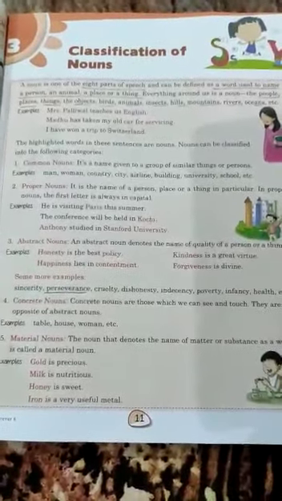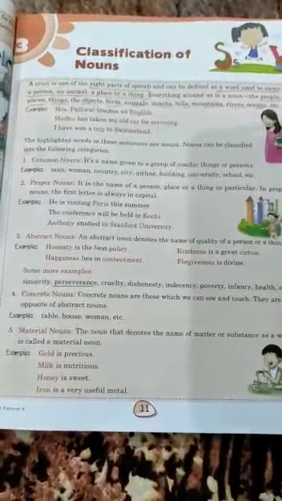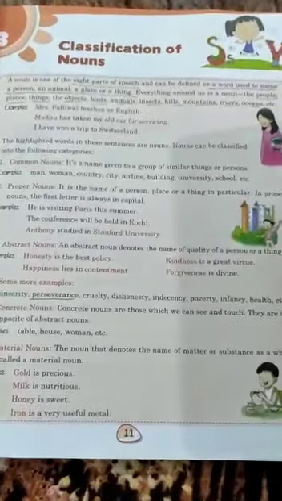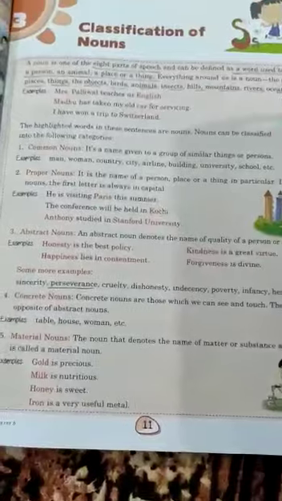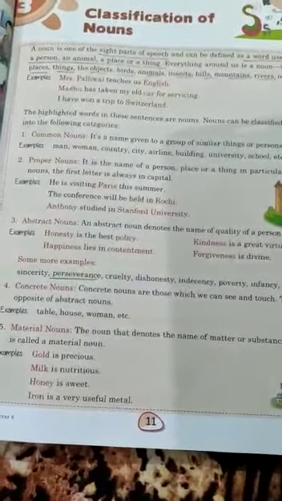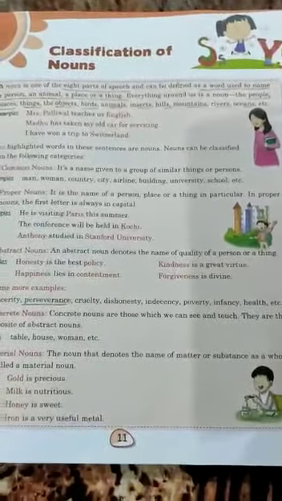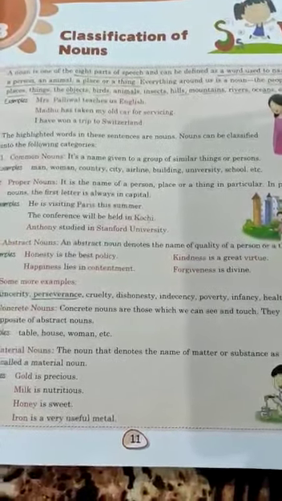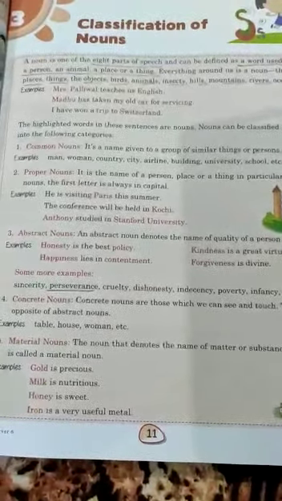A few more examples that I would like to state are bravery, poverty, laughter, freedom, darkness, youth. They all can be called abstract nouns because they denote either the name of a quality of a person or a thing. Number 4 is concrete nouns. Concrete nouns are those which we can see and touch. So just the opposite of abstract noun is concrete noun.